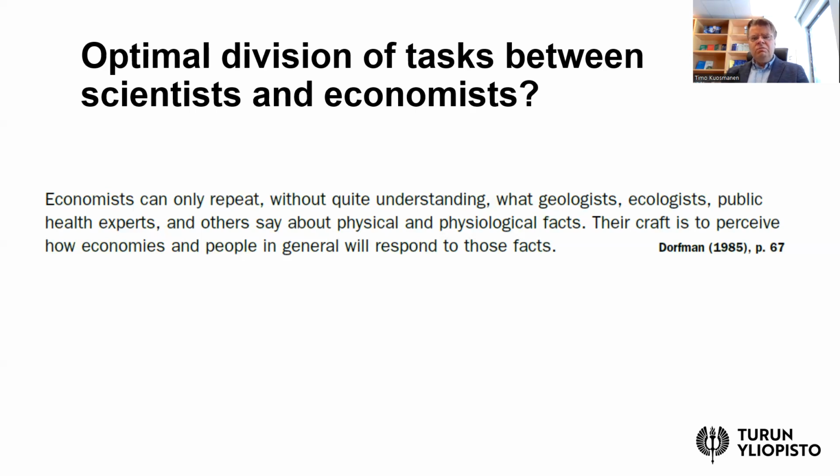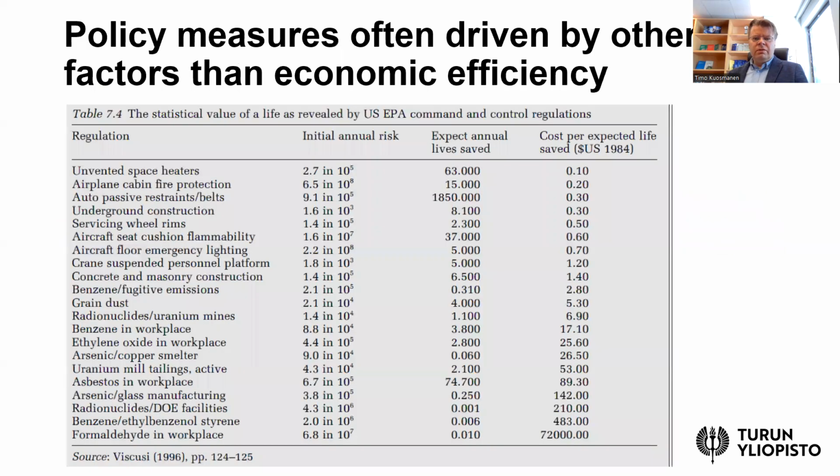And this is a position, for example, voiced by Robert Dorfman, who is also an economist himself, but I tend to somewhat disagree with this position. So if you think about how, in practice, these emission targets and abatement targets are often set, then very often it's driven by some other political aspects than economic efficiency.